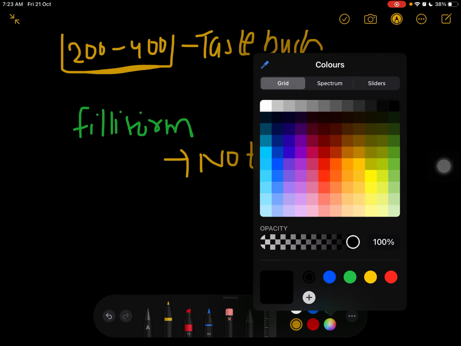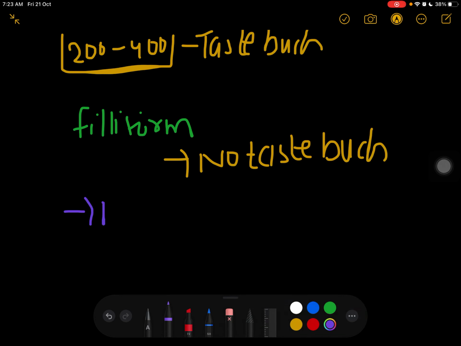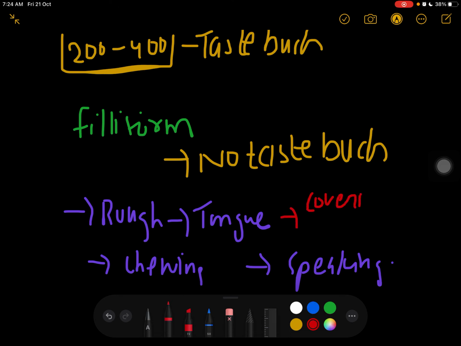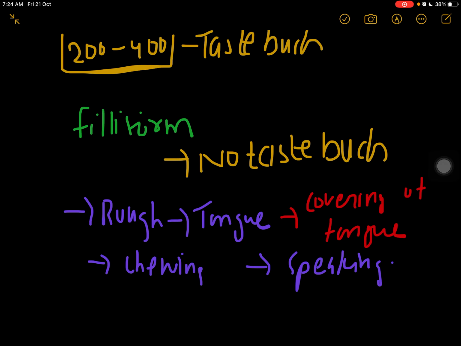So basically the function of filiform is they will make the rough surface of the tongue. They help in chewing and they help in speaking. So what's the function of filiform? They make the rough structure of the surface of the tongue. They help in chewing and they help in speaking. So basically they make a covering of the tongue. Here they are.